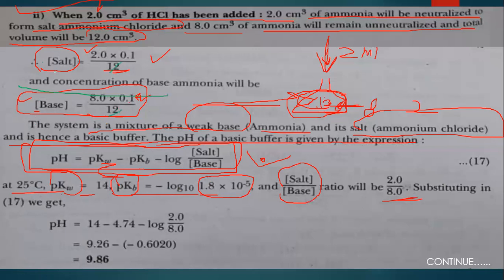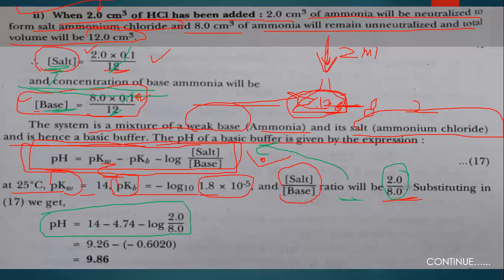12 gets cancelled. Salt upon base. If you put a line here, you can see 12 gets cancelled, right? 0.1 gets cancelled. So 2 upon 8. That is salt upon base. Okay, put this value in the above equation. That is the pH for the buffer solution, basic buffer. By putting the values, you will get this.